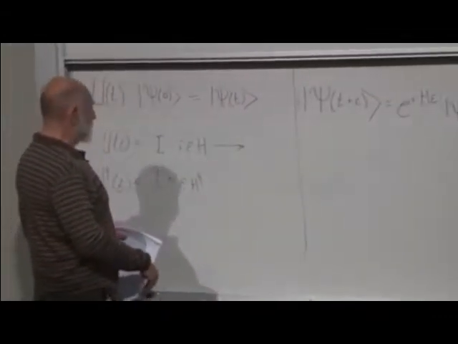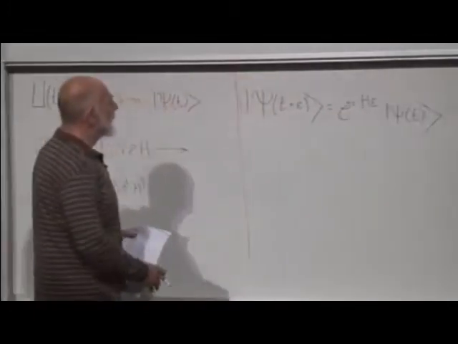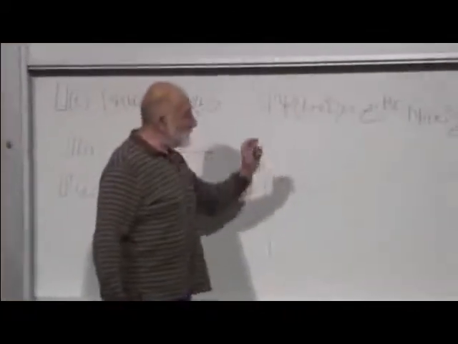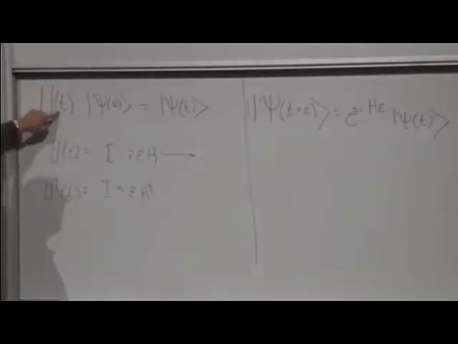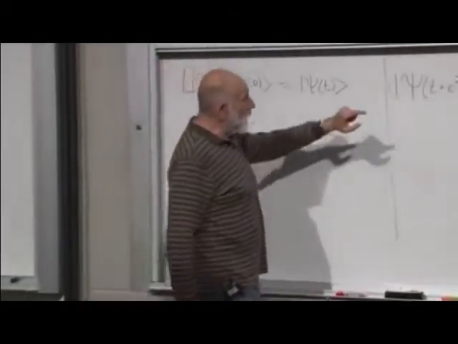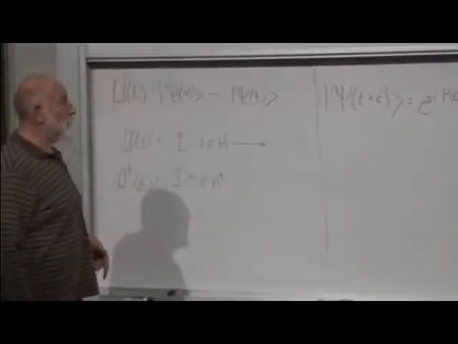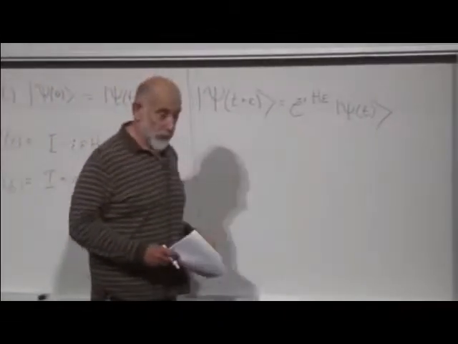Minus, sorry, minus here. Starting at time t, let's update by a small little time epsilon. The rule is we multiply by U of epsilon. We're updating by an amount of time epsilon, and that's equivalent to multiplying by e to the minus iH epsilon times psi of t. So this is the rule for going from a time to a neighboring time.